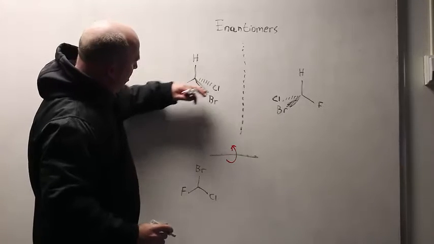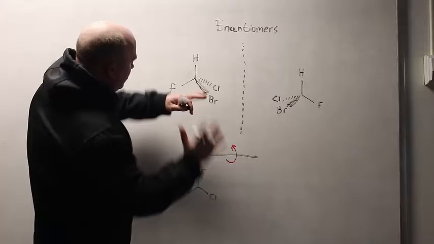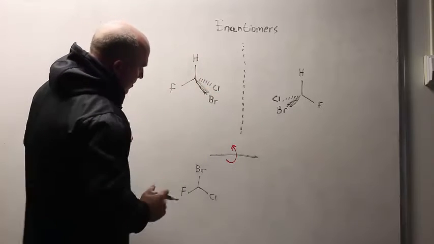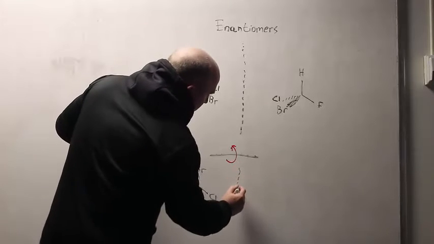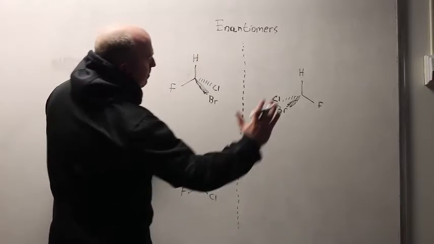The fluorine is largely unchanged. The chlorine is largely unchanged. All we're really doing is rotating this so the chlorine comes into the plane, and then the hydrogen ends up back away. On the far side of this mirror plane, we're going to end up with the exact same thing, but let's walk through it.